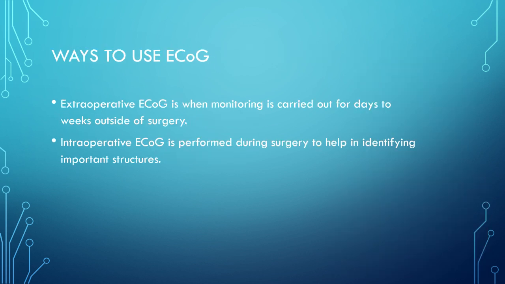There are two ways that ECoG can be used. The first is extraoperative ECoG, in which electrodes are left implanted on the brain for days to weeks to help monitor brain activity over time. This is useful for the original purpose of finding epileptogenic zones. The second is intraoperative ECoG, which is performed during surgery to help in identifying important structures, which would help in preventing damage.